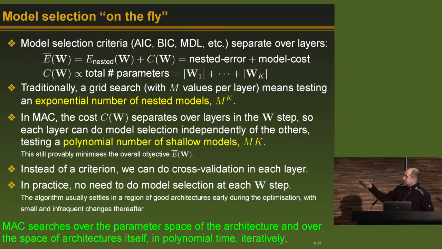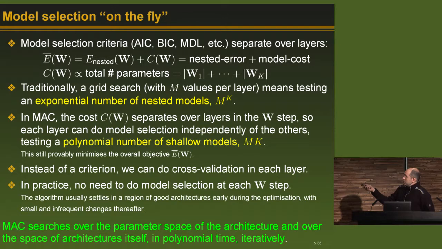And the interesting thing here is that this cost does not depend on the coordinates. It depends purely on the number of parameters. Therefore, it depends only on the sum of the number of parameters over each layer. It separates over layers. So when you apply the MAC idea to this problem, what happens is that the optimization over the penalty, the model criterion cost, ends up landing in the W step only. And it separates there. And that allows you to do model selection directly on each layer on its own.